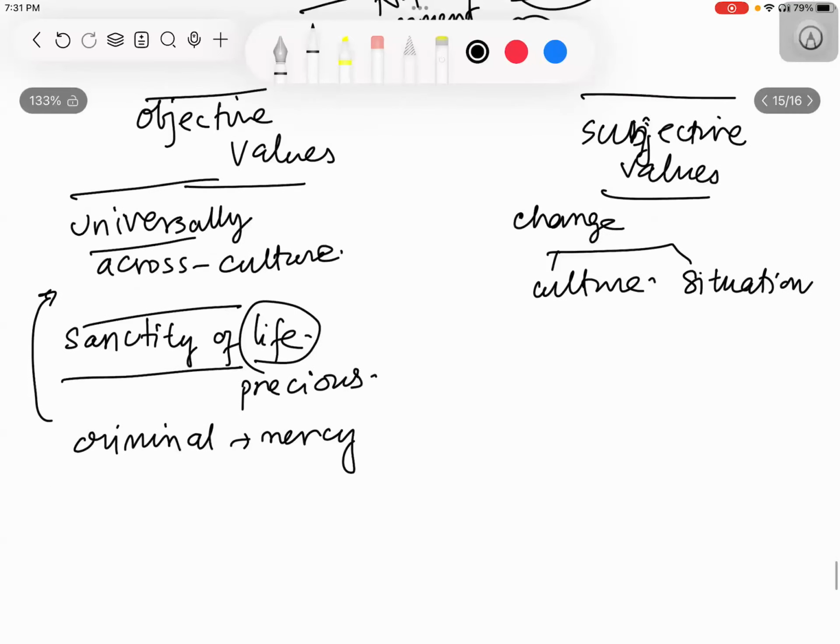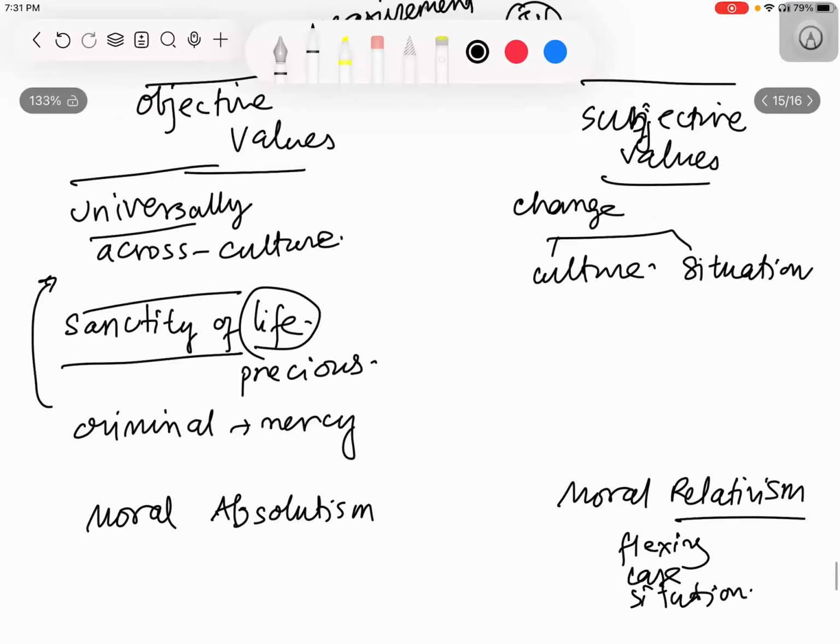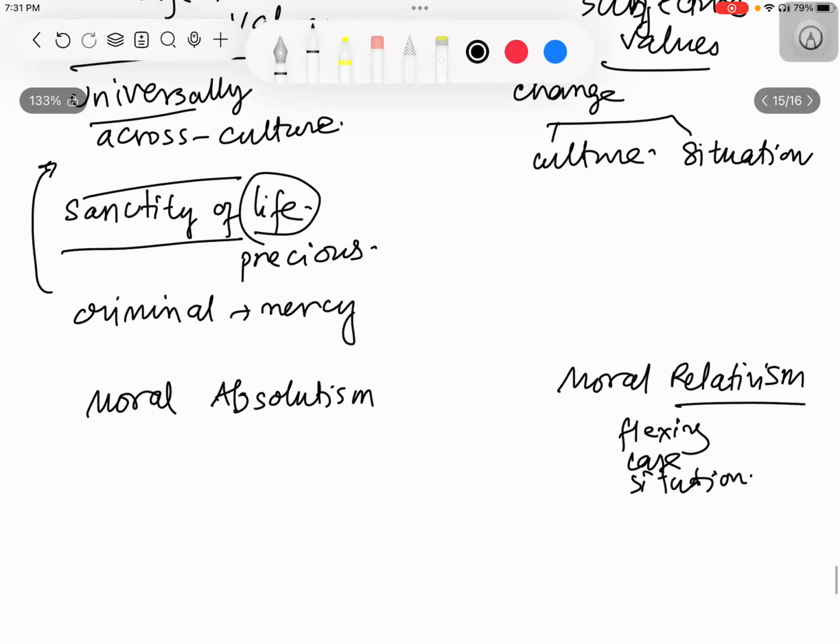So from this can you see that this is a case of moral absolutism and this is a case of moral relativism. We will discuss this also, right. Relatively we can say that this is something flexible depending on the case, depending on the situation, depending on the person, you can say that this is moral or this is immoral. But there are some people who will say that no, there are some values which should be universally, or across cultures, accepted, right.